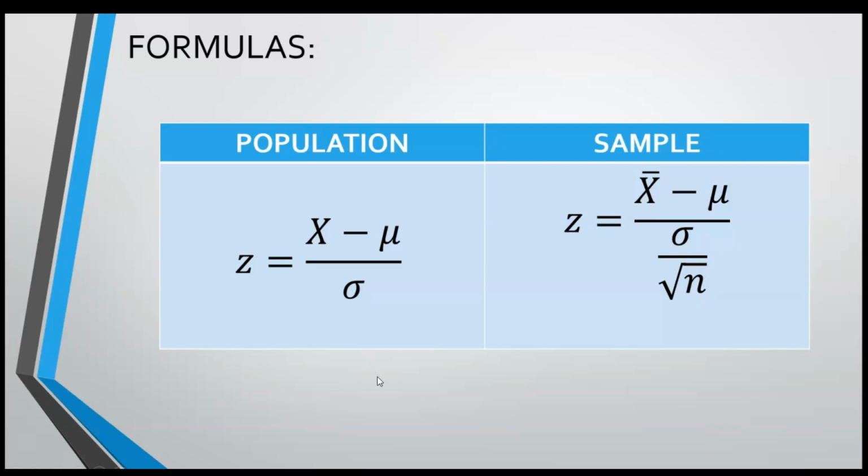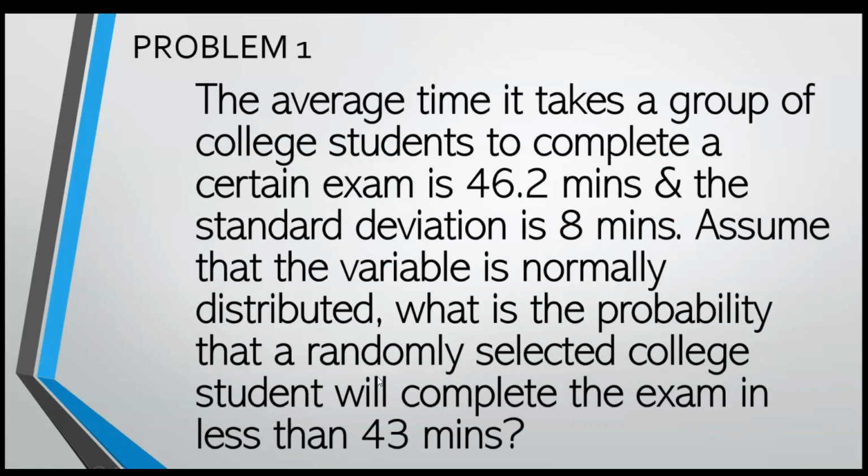Now let's proceed to a given problem to understand further. The average time it takes a group of college students to complete a certain exam is 46.2 minutes and the standard deviation is 8 minutes. Assume that the variable is normally distributed. What is the probability that a randomly selected college student will complete the exam in less than 43 minutes?